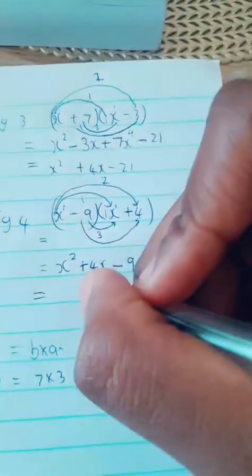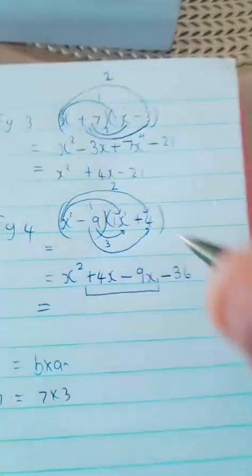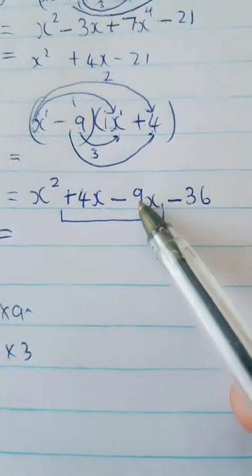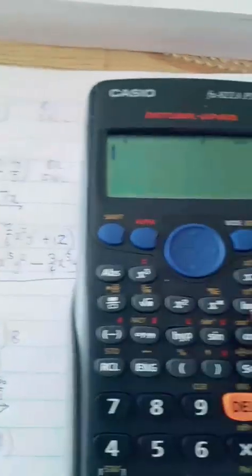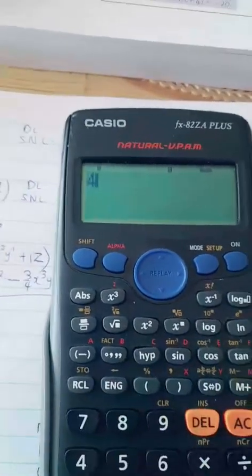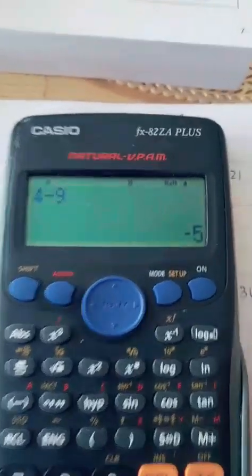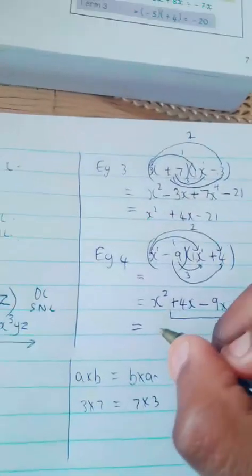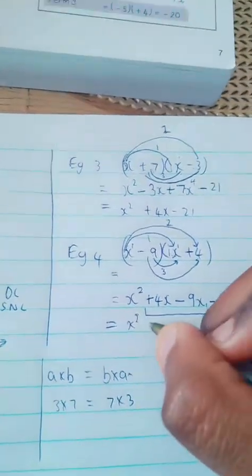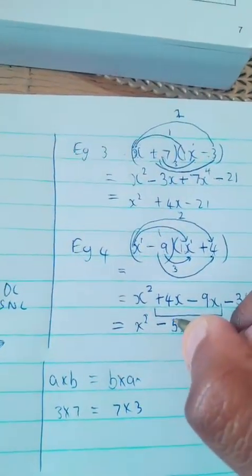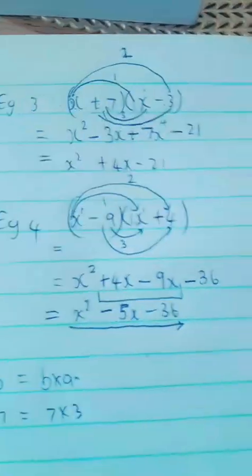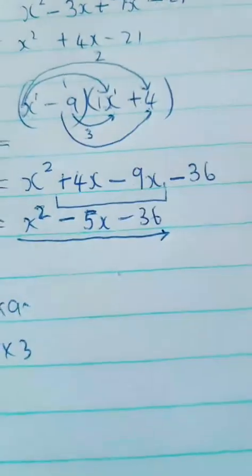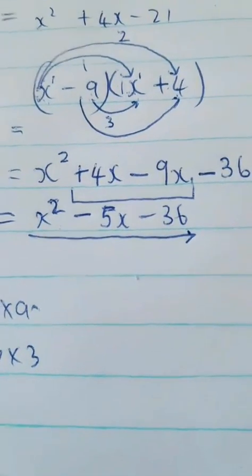Then we finish off by adding our like terms. Plus 4x minus 9x, please people, it's plus 4 minus 9. If you don't know, use a calculator: 4 minus 9 equals negative 5. Answer: x squared minus 5x minus 36. Beautiful answer, x squared minus 5x minus 36.